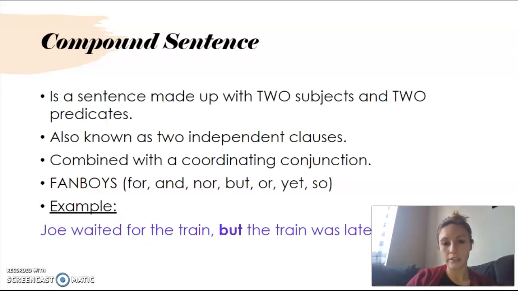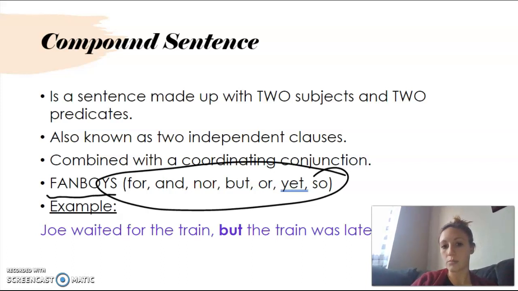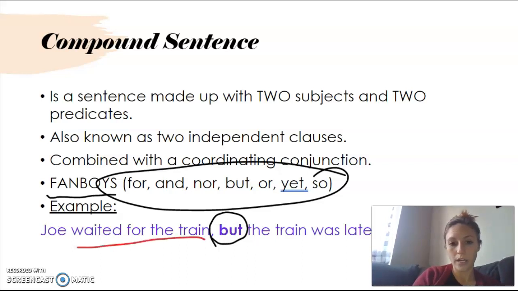The second thing is a compound sentence, and this is a sentence made up of two subjects and two predicates, also known as two independent clauses, combined with a coordinating conjunction. And we know our coordinating conjunctions. An acronym for them is FANBOYS, and that stands for for, and, nor, but, or, yet, so. Okay, so if you have any of these in a sentence, then it's going to be a compound sentence. Okay, here's our example: Joe waited for the train, but the train was late. All right, here's our coordinating conjunction. And then we also said that it will have two subjects and two predicates. Well, here's our one independent clause. Here's our second independent clause.